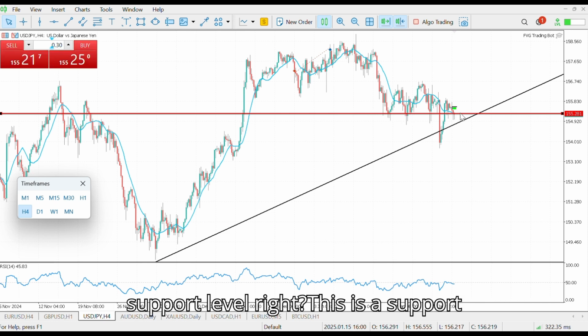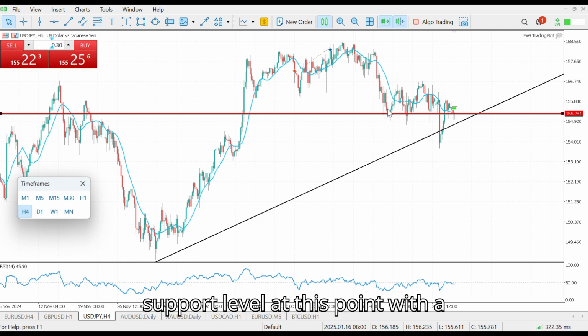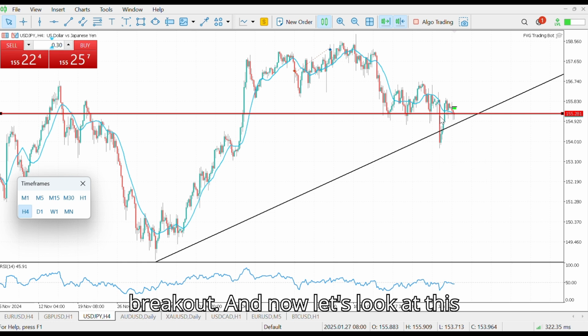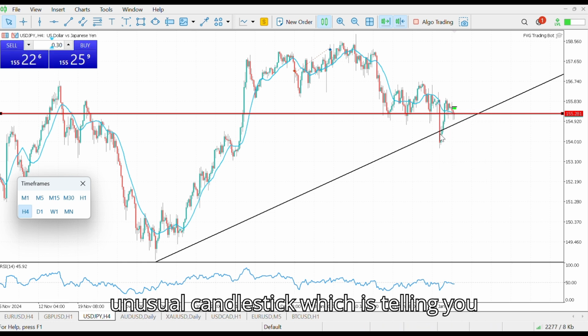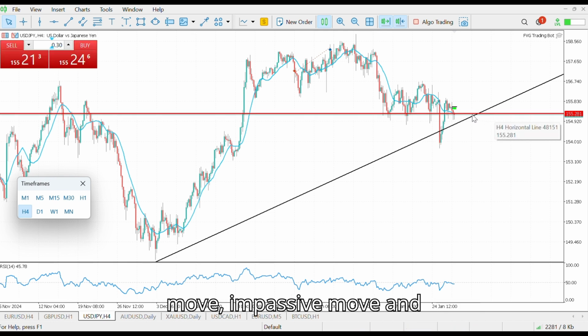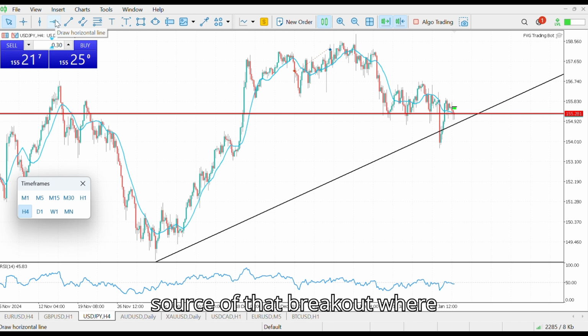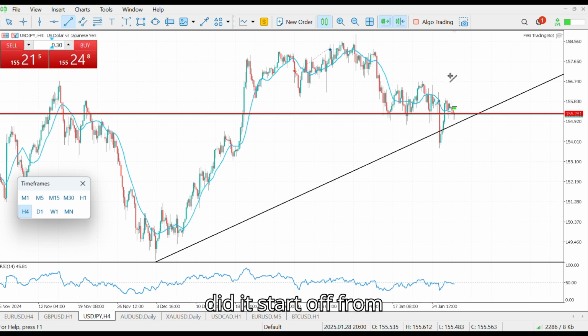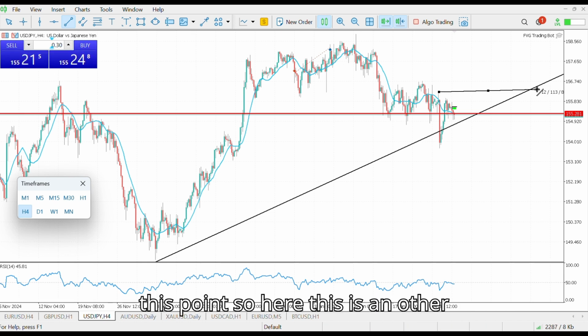Okay, now we spot something here. This is a support level, right? So price forms a support level at this point with a breakout. And now let's look at this breakout. This is an unusual candlestick, which is telling us that this breakout is from an impulsive move. Let's trace the source of that breakout. Where did it start off from? Okay, we can see it started off from this point.